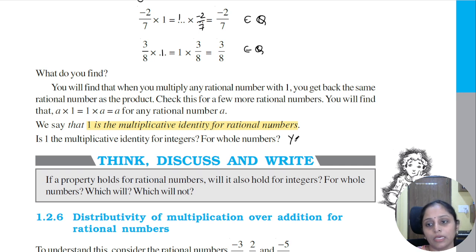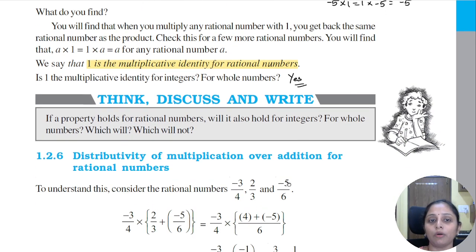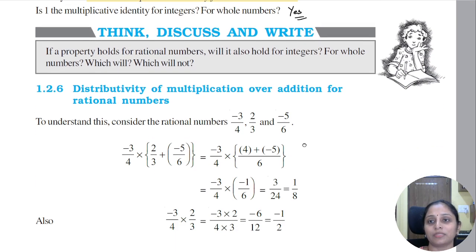The answer is yes. You can check for any integer and whole number. Whenever you multiply it with 1 in both directions, that is important. That is, take any integer minus 5. You have to multiply it minus 5 into 1 and check 1 into minus 5 also. Both ways you should be getting minus 5. If that holds true for all integers, then it is a multiplicative identity, right? So the answer is yes. Now here again I want you to think about it for natural numbers as well.